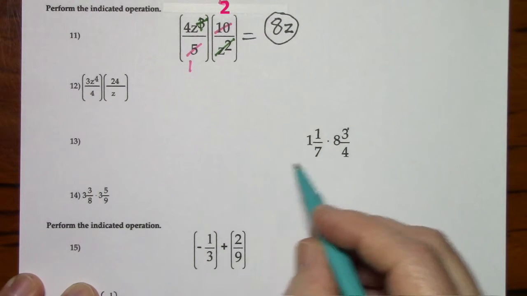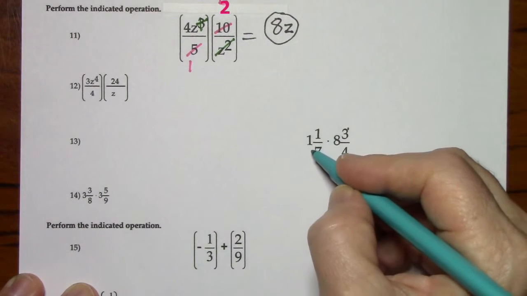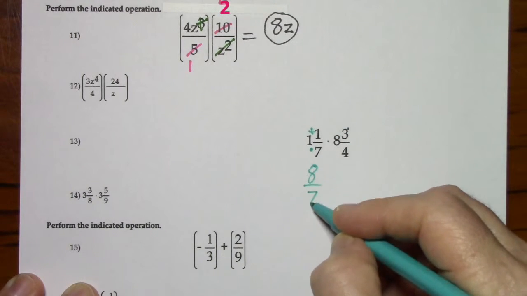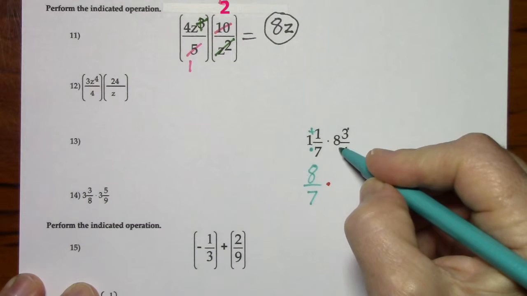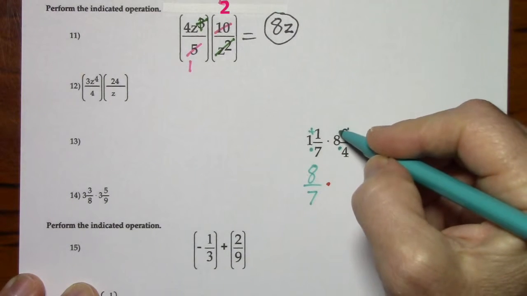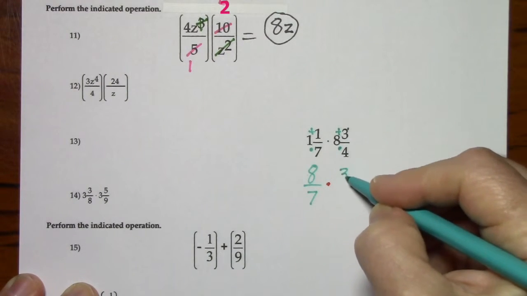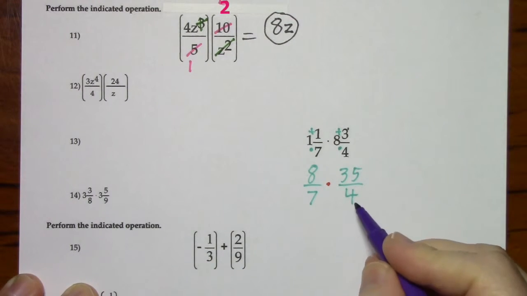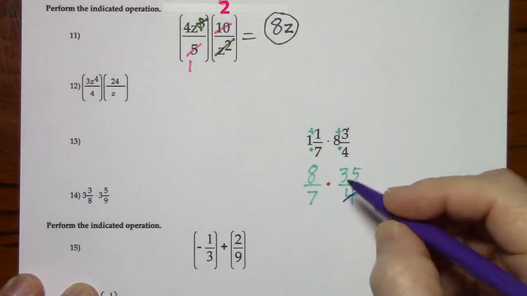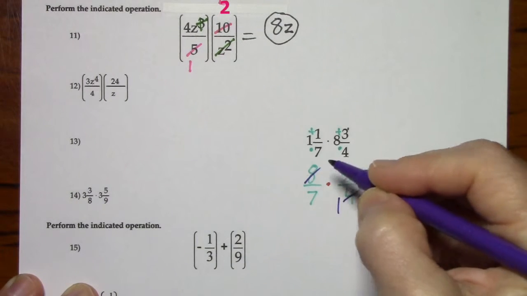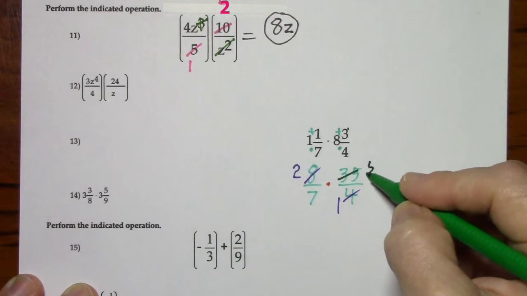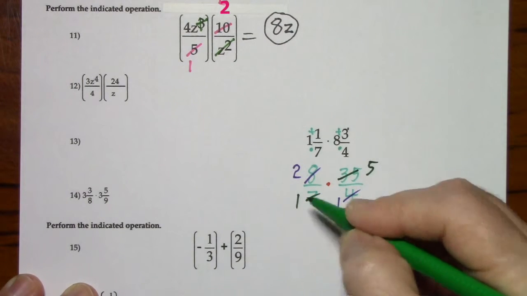Multiplying with fractions, we need all fractions, so we have to make these improper. 7 8/7 times 32 over 35. Common factor of 4. Divide by 4 leaves you with 1. Divide by 4 leaves you with 2. Common factor of 7. Divide by 7 leaves you with 5. Divide by 7 leaves you with 1.